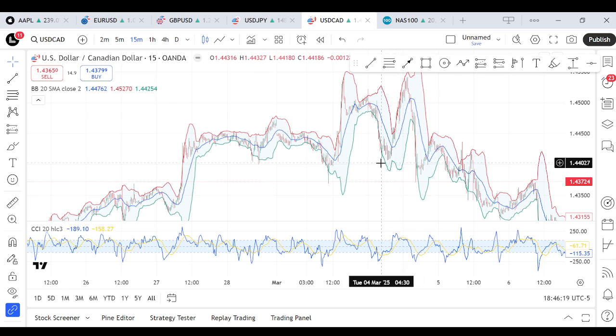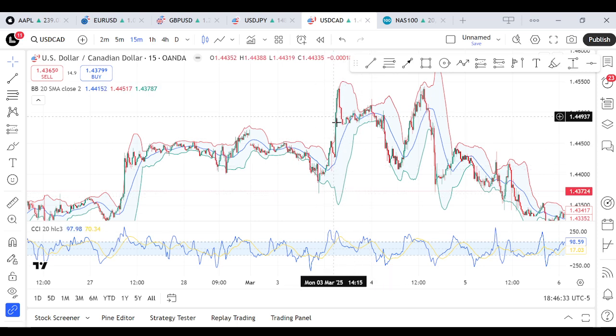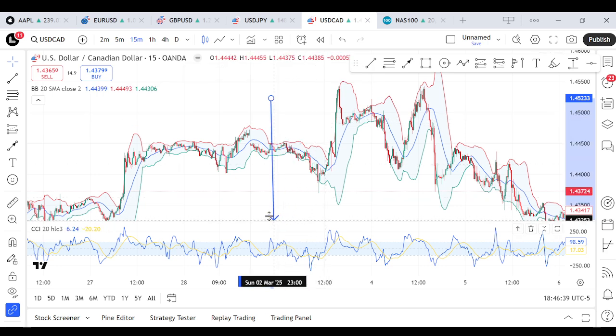What are Bollinger Bands and CCI? Bollinger Bands and the Commodity Channel Index (CCI) are two technical indicators that work well together to help you understand price movements and market trends. You can see them on the screen. This is the Bollinger Bands, and this is the CCI.